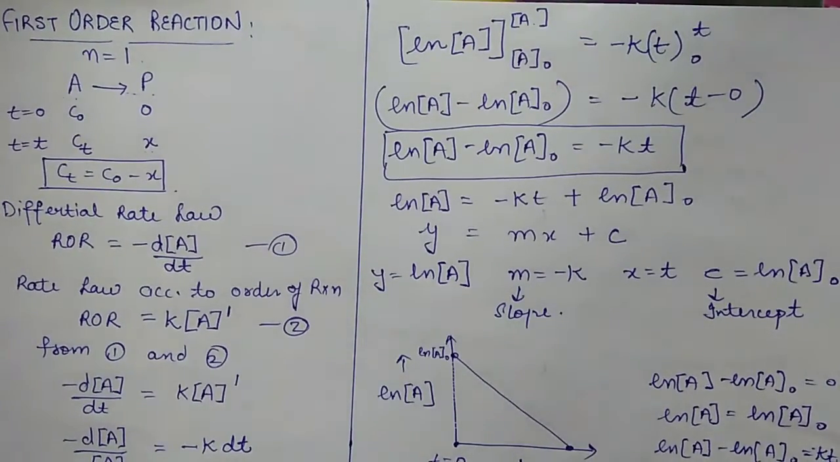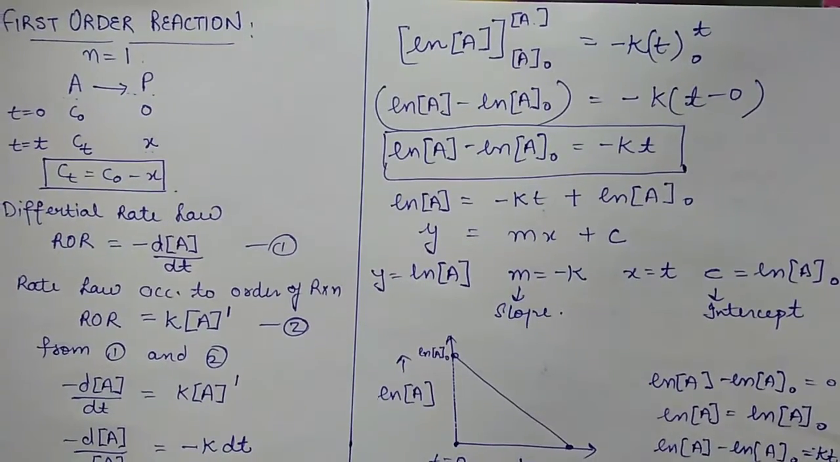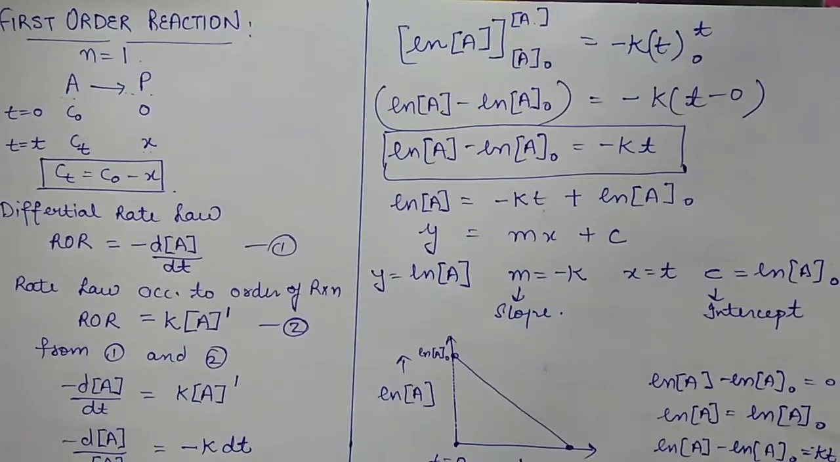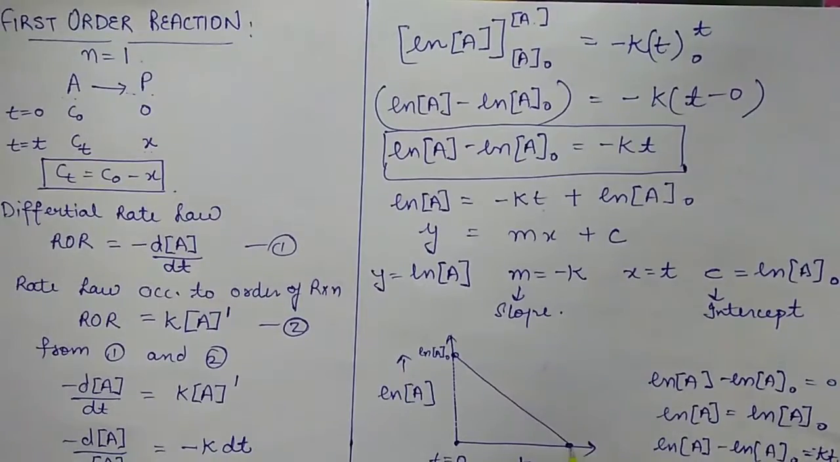Okay. 0 minus natural log A naught is equal to minus kt. Minus and minus cancel, so you will get the value of t as natural log A naught by k. So the value of this point is natural log A naught by k.